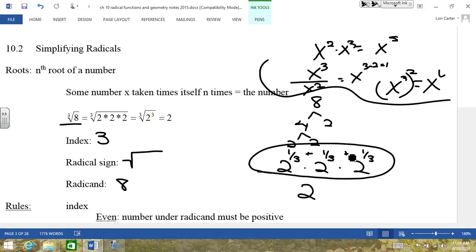Is there any radical left? No, because they all came out, because it equaled a whole number. There is no fractional exponent left. He's done. Do you understand why this works this way? Yes. What's your question?